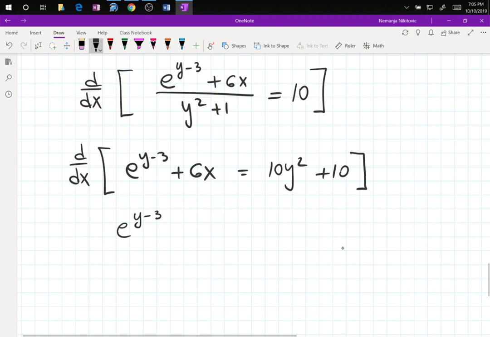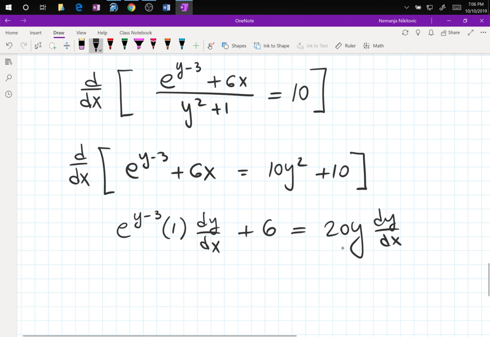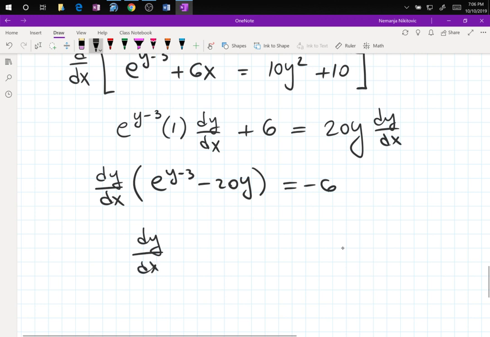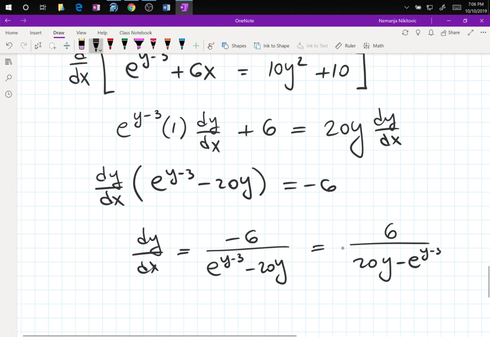We have e to the y minus 3 times the derivative of the exponent, which is 1, and then we took the derivative of y with respect to x, plus 6 equals 20y dy dx, plus 0. So now we have dy dx, and in parentheses e to the y minus 3 minus 20y. On the other side we have negative 6, and the derivative dy dx is equal to negative 6 divided by e to the y minus 3 minus 20y. You could get rid of that negative by swapping the denominator, using the same trick. So 6 over 20y minus e to the y minus 3. That's just some further flexing that you can do.